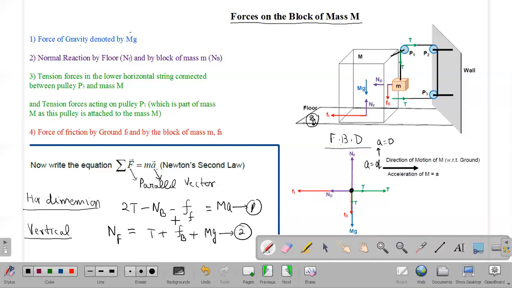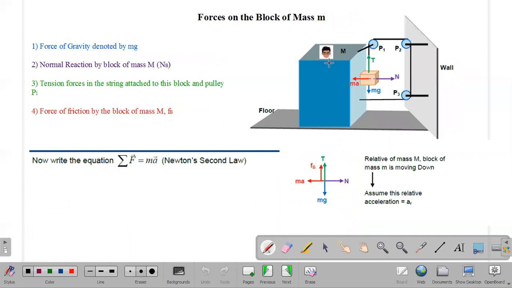These two are the equations for the two dimensions related to the mass capital M. For the horizontal dimension, where it is accelerating, on the right side we have mass into acceleration, and in the vertical direction, since it is not accelerating, we have balanced all the forces for the mass capital M. So we are done with mass capital M. Now the next is small m mass.